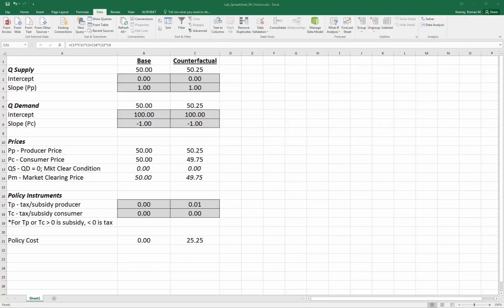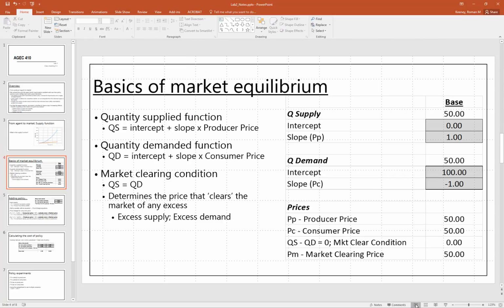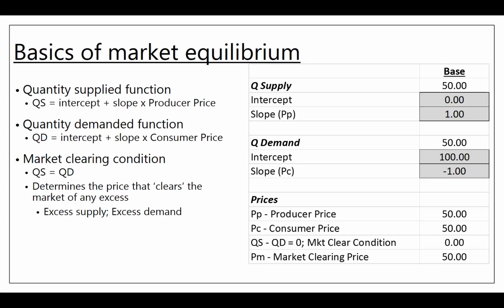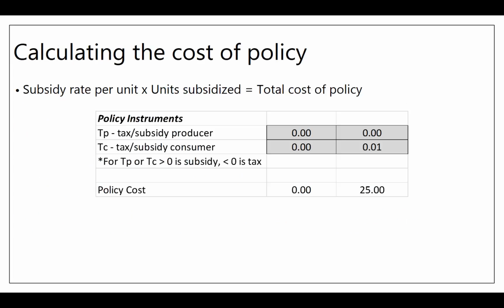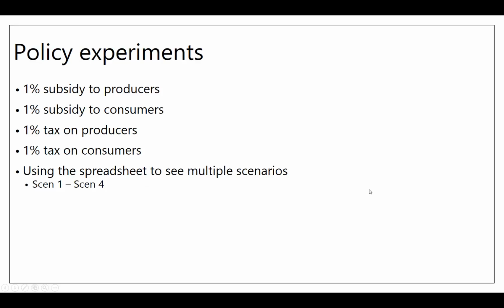Let's go back to the slides. Look at that. Yeah, I'm not sure why I had the policy cost there of 25. That's what I was checking on. But let's go through this. So here are the policy experiments that we can do. 1% subsidy to producers, 1% subsidy to consumers, 1% tax on producers, 1% tax on consumers, and then we'll use the spreadsheet to see multiple scenarios.